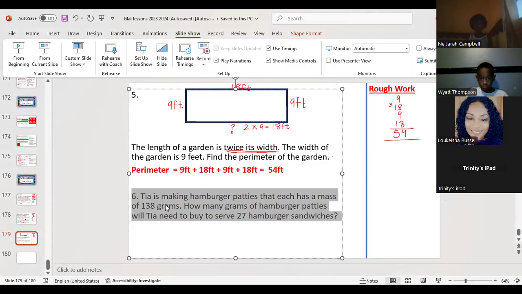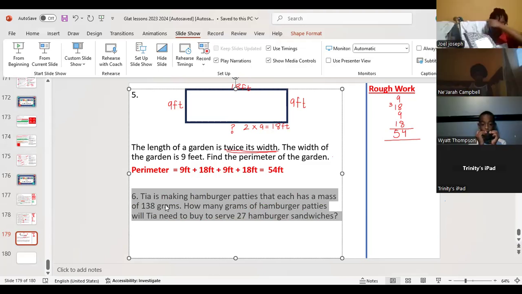Go ahead. Tajana, you read the question for me, please. Tia is making hamburger patties that each has a mass of 138 grams. How many grams of hamburger patties will Tia need to buy to serve 27 hamburger sandwiches? Very good. Any idea on how we're going to do this?